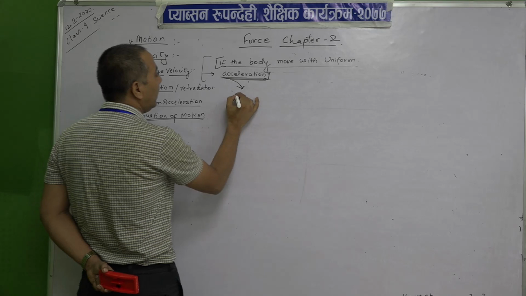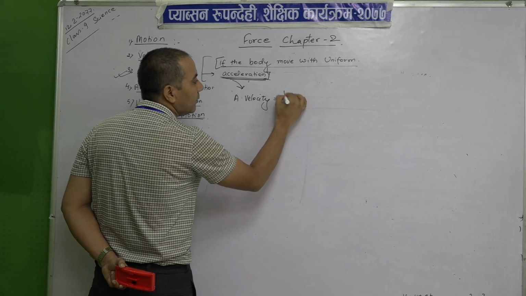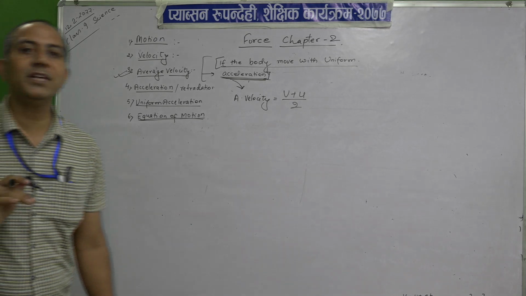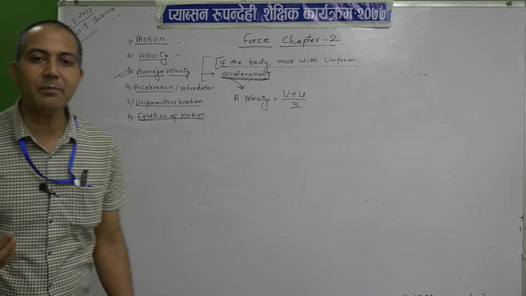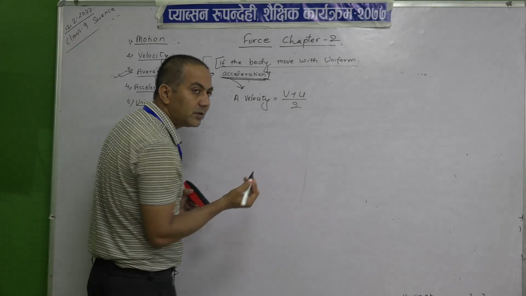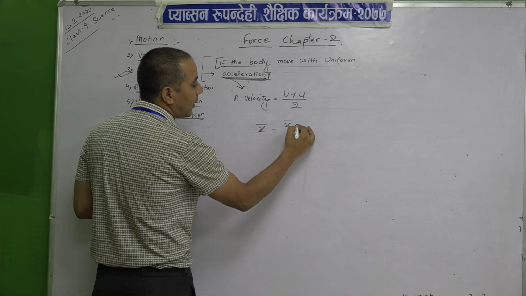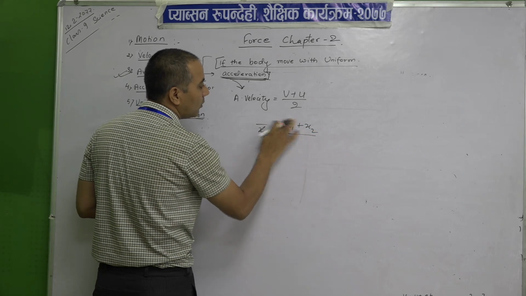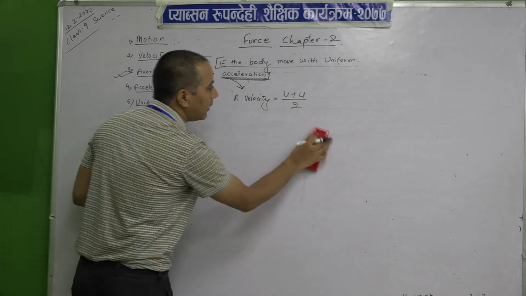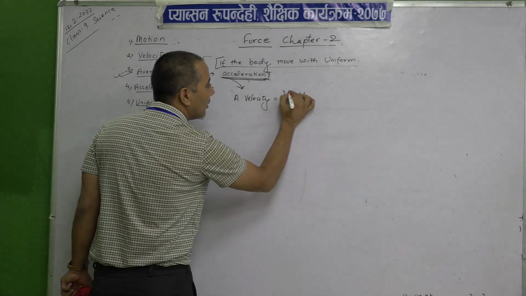Okay. Now average velocity equals what? v plus u upon 2. Average means mean value. How will we calculate the mean value? You have studied it in maths also. If there are two values, the mean equals x1 plus x2 upon 2. I think you have studied mean, median and mode. Like that, average velocity equals v plus u upon 2.